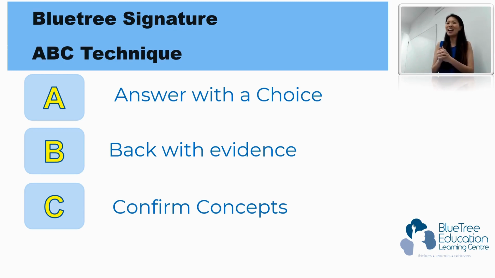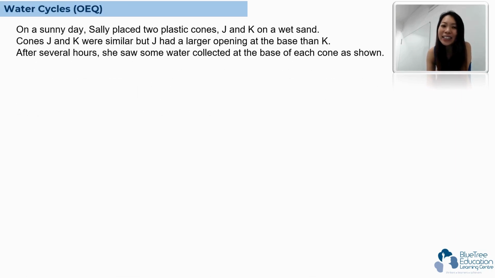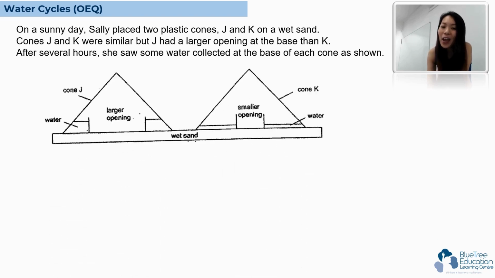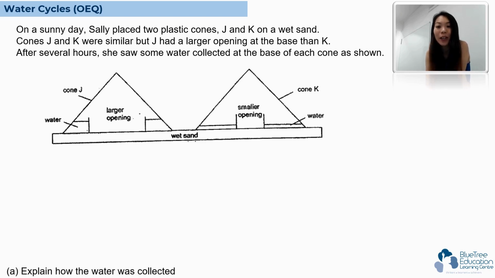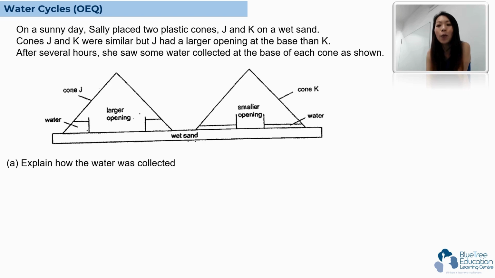a mixture of it. So let's take a look at some of the open-ended questions from this chapter on the water cycle. Let's take a look at this open-ended question. It says here, on a sunny day, Sally placed two plastic cones, cone J and K, on wet sand. Cone J and K were similar, but J has a larger opening at the base than K. After several hours, she saw some water collected at the base of each cone as shown below here. Now, explain how water was collected.